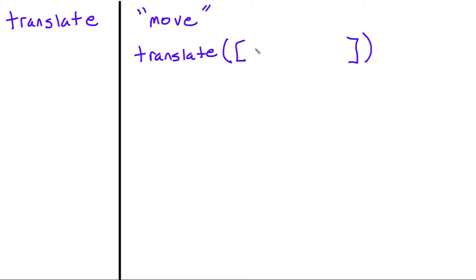So translate. And then again, it's X, comma, Y, comma, Z. And maybe I'll be fancy and call it Z, because people do. The way that translate works is you want to do it before the object. So let's do some pseudocode.